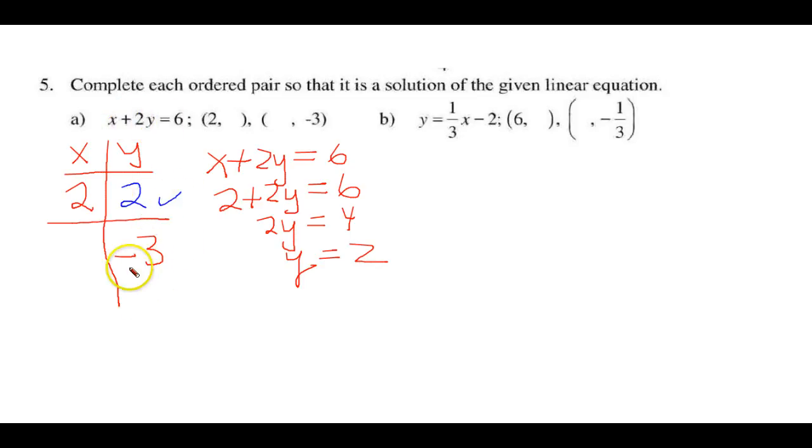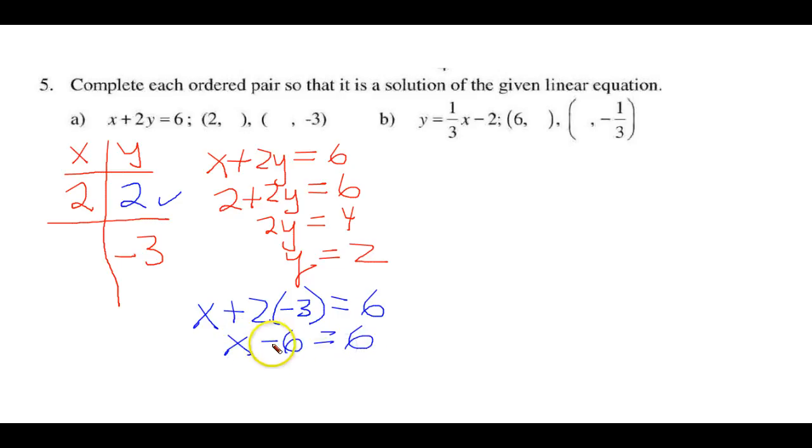And then now we're going to put a -3 where the y is. So we have x plus 2 times -3 equals 6. So this is going to be x minus 6 equals 6. Transpose the 6. On this side it becomes a positive 6. So this would be a 12. And if we put a 12 there and a -3 in there, it's going to be 12 minus 6 is 6. And this one checks too.